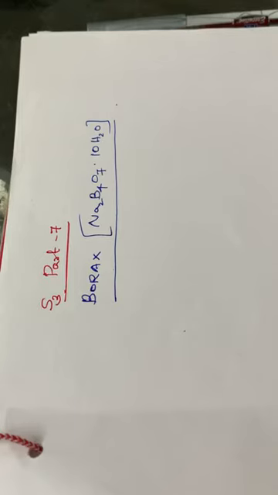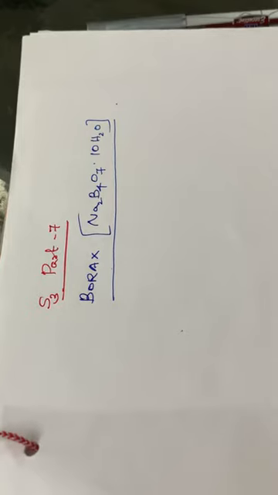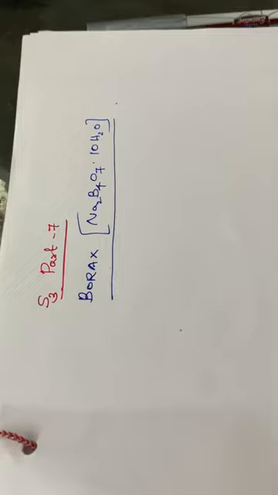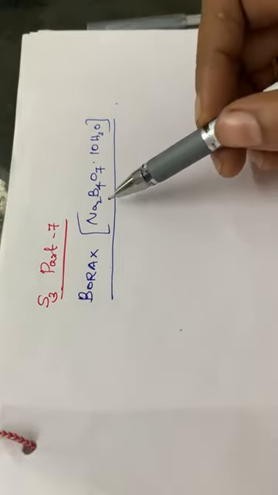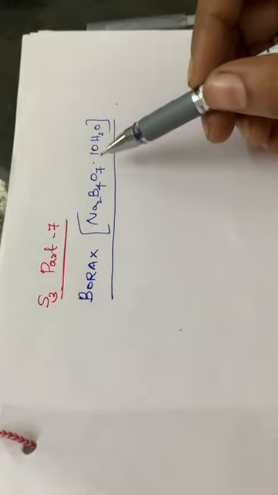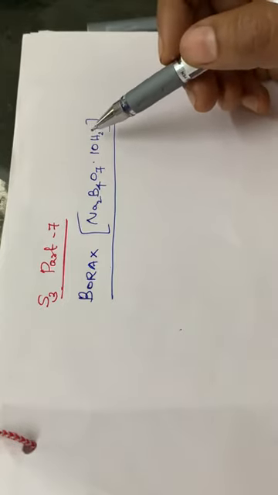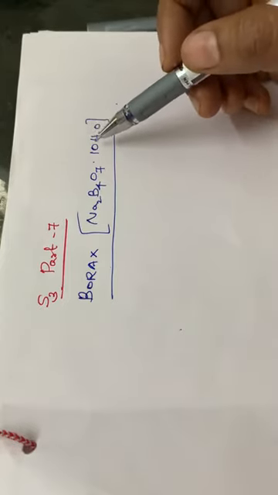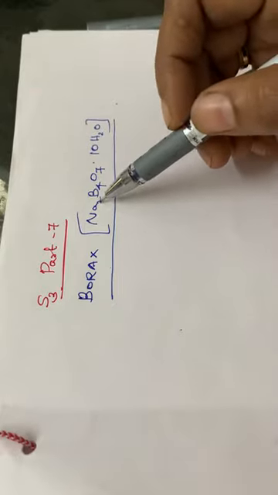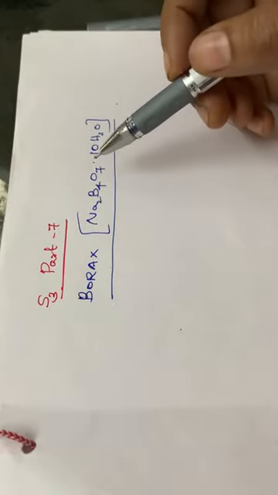Good morning, dear students. Now let us start with the compound borax. This is also a part of non-transition elements. The formula of borax is Na2B4O7.10H2O. Here 10H2O means it has 10 molecules of water of crystallization.